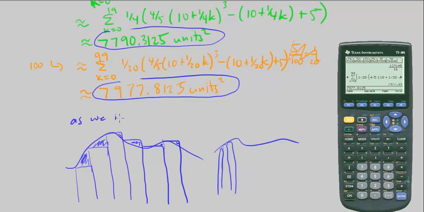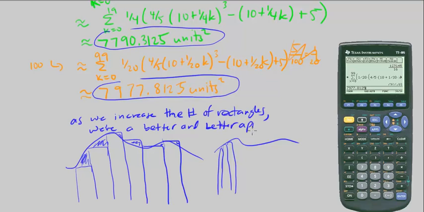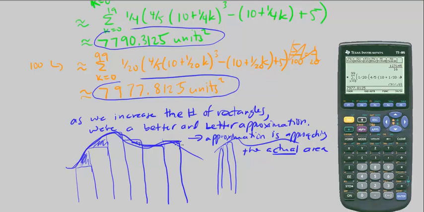So as we increase the number of rectangles, we're actually getting a better and better approximation. And that's because our approximation is approaching the actual area, right? As we put more and more rectangles in, we're getting closer and closer to the actual area under the curve. Okay. So this ends CPM Calculus Chapter 2, number 117.